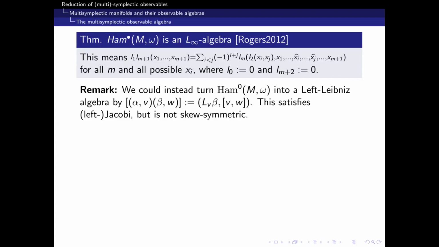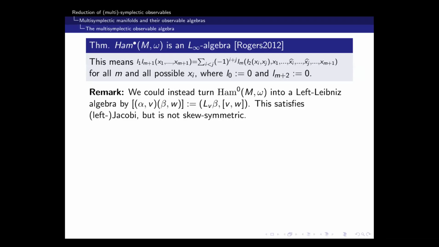So somehow the spirit we are going to follow will be mostly the L-infinity spirit, which is that we keep skew symmetry, but we lose Jacobi, so we have correction terms. But there is an alternative one, which is that we lose skew symmetry. We define a bracket on the forms which is non-skew-symmetric, and we don't need correction terms. This is what would be called the Leibniz algebra structure.